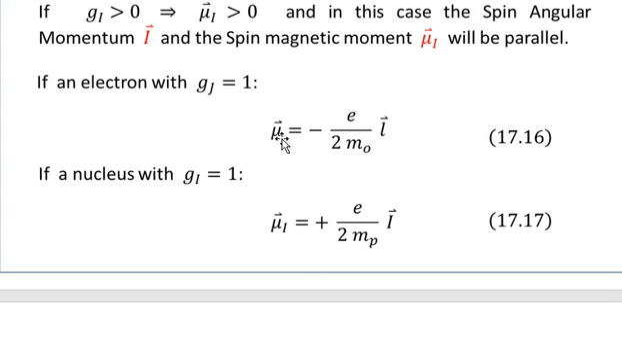And if you are writing these quantities for the total angular momentum J of the atom, then equation number 16 will take the form mu J is equal to minus e over 2m naught into J, the angular momentum. Similarly, for the spin quantities, you can write mu S is equal to minus e over 2m naught into S vector, that is, the spin angular momentum.